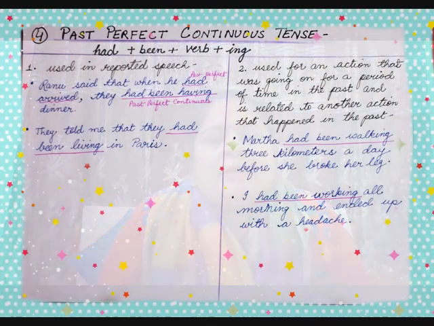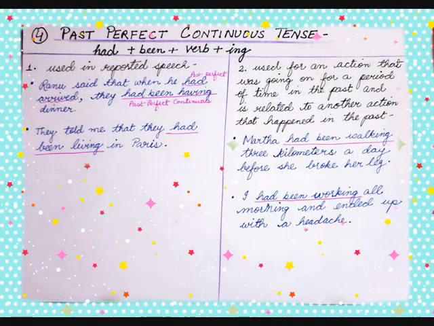Let's see the formula. Had plus been plus base verb plus ing. How do we make past perfect continuous tense? By using had, which will show you past, then been, then verb, that is your base verb, and then adding ing to the base form of verb.